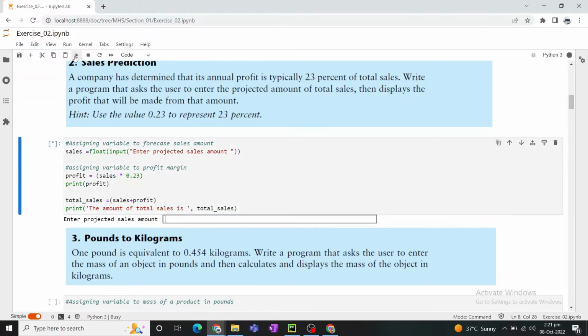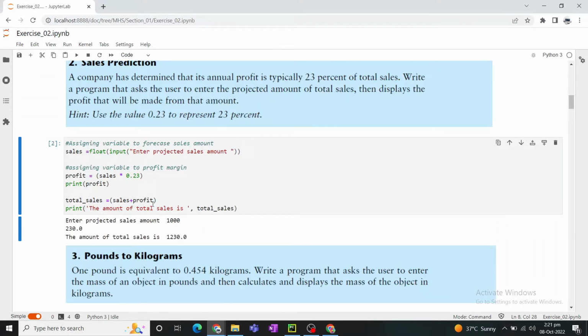So let's run and check. Okay, enter the amount like $1,000 or 1,000 rupees, and you can see when it gets multiplied by the percentage 0.23, it gives us an amount of 123.0.